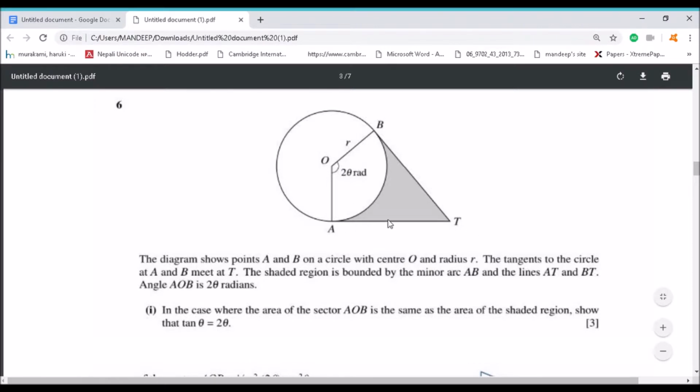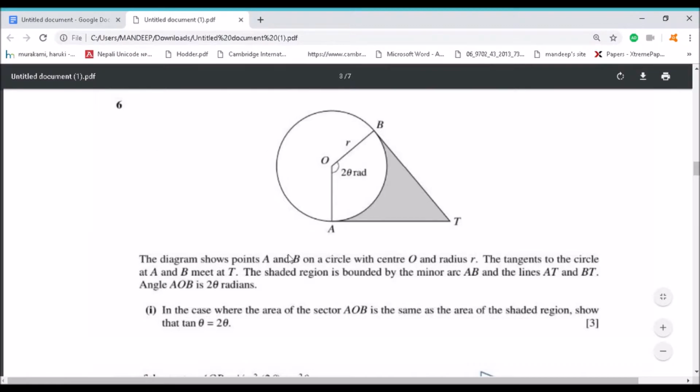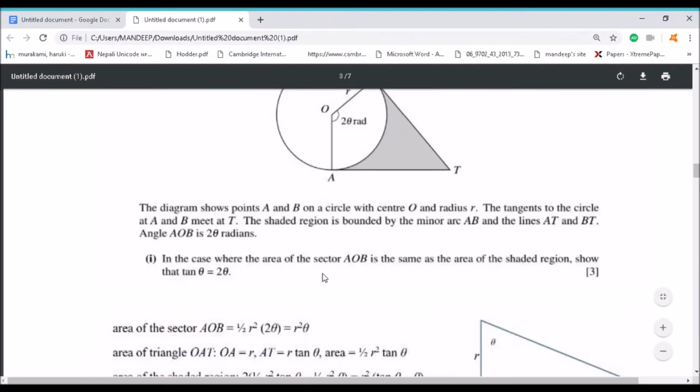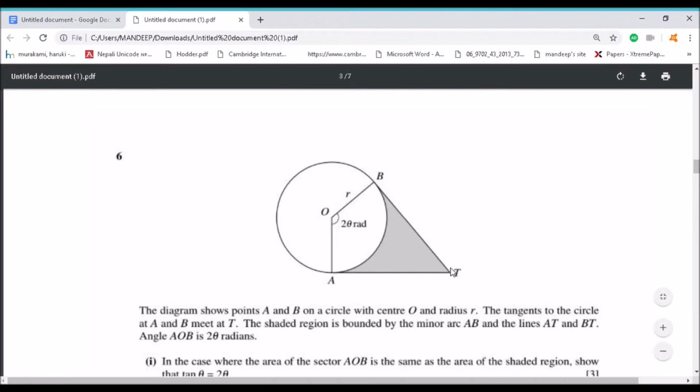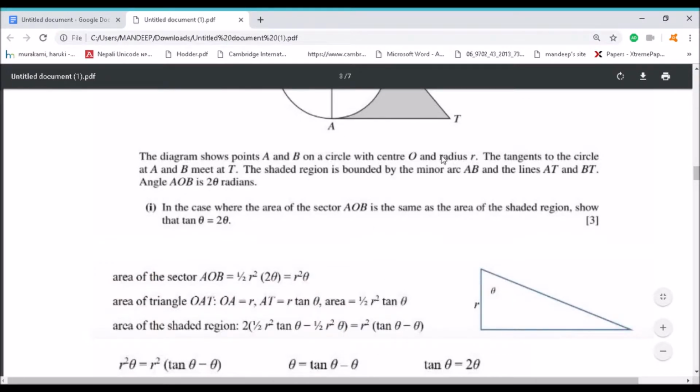So for the area of triangle OAT, OA equals R, and AT equals R tan theta, because this angle is theta. So we have R here, and AT, since it is a tangent, is going to be R tan theta. So the area is going to be 1 over 2 R squared tan theta.